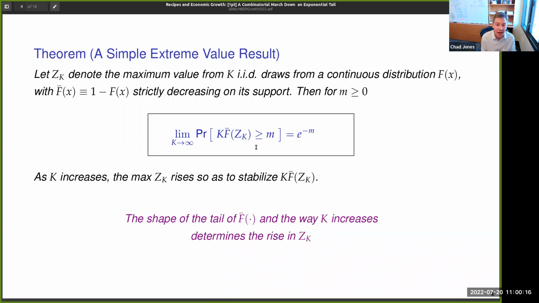What turns out to be true is k times F bar of z_k, this new random variable, has a distribution that's asymptotically just a standard exponential distribution, no matter what F you're drawing from, okay? The F bar undoes the distribution, so you just get a standard exponential. And so the way to think about this is, as k increases, the max z_k is also rising, but it rises in precisely the right way to stabilize k times F bar of z_k. And so you've got some tail of the distribution F bar, and you've got k increasing. Well, the max z_k is going to rise exactly so that this new transformation is stationary.